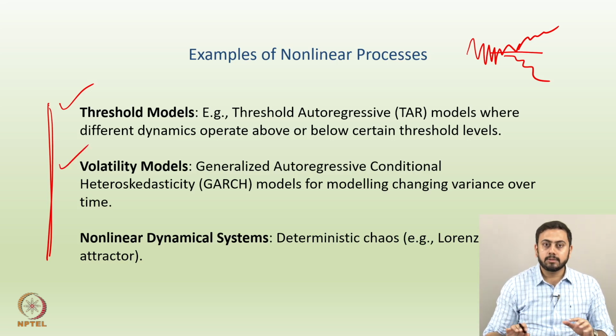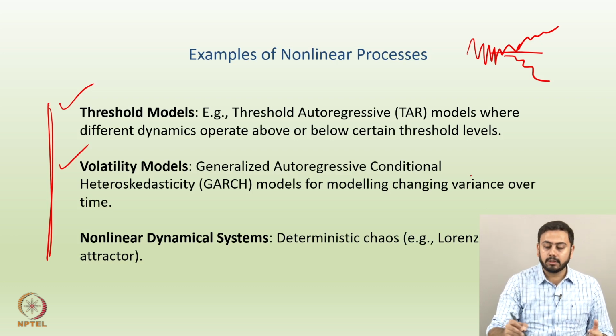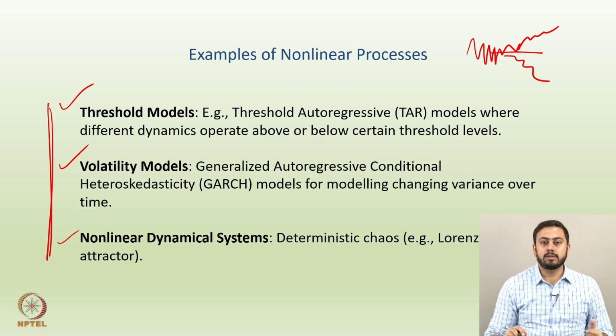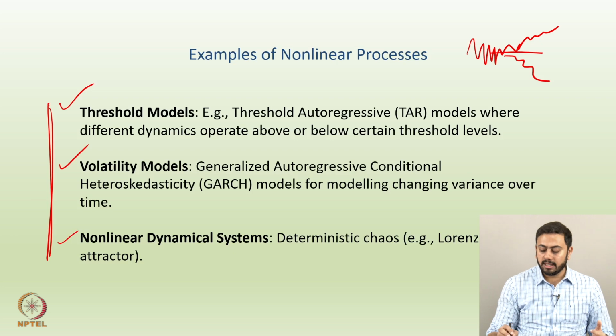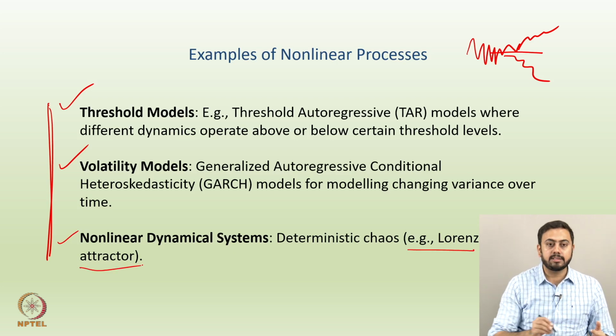So, again just to repeat, generalized autoregressive conditional heteroscedastic models, or in short GARCH models, for modeling changing variance over time. So, again all these are examples of non-linear processes. Okay. Thirdly, non-linear dynamical systems. So, let us say deterministic chaos, and this is a very specific example in the literature, let us say the Lorenz attractor.